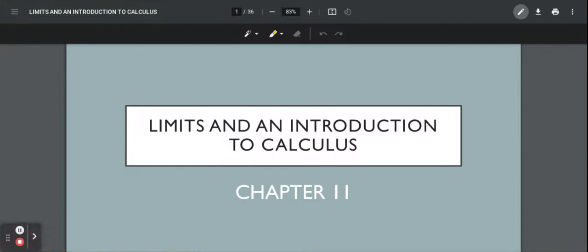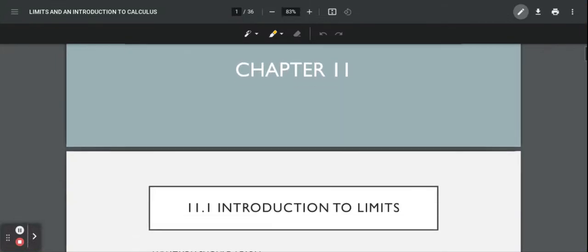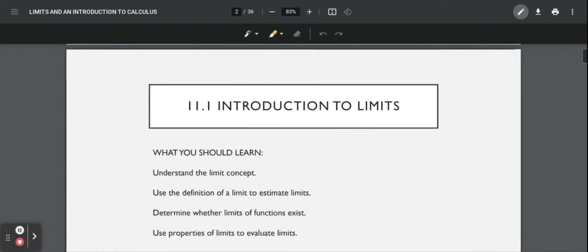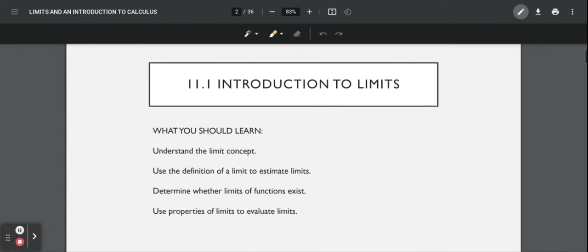All right, so here we go. Limits and an introduction to calculus, chapter 11. So in this first section, we have the introduction to limits. So what we're going to do is understand the limit concept, use the definition of a limit to estimate limits, determine whether limits of functions exist, and use properties to evaluate limits.